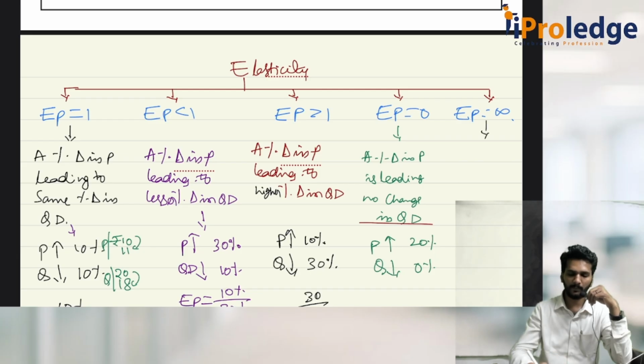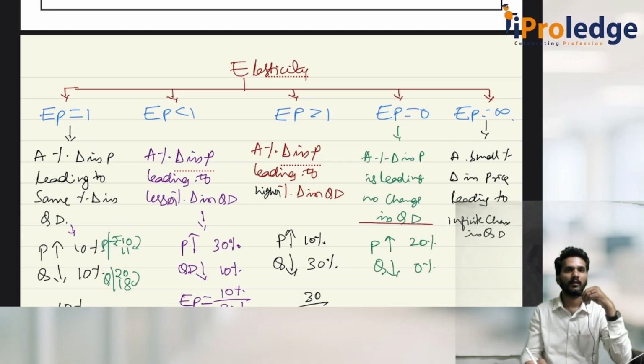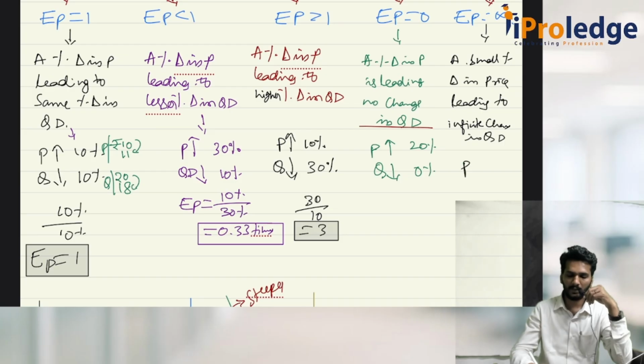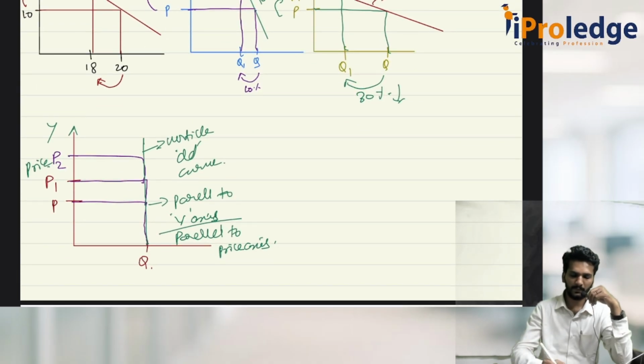What do you mean by infinite? Infinite means a small percentage change in price leading to a huge change in quantity demanded. I don't want to say infinite change. Even when there is no change in the price, quantity demanded is changing. That is like price increased 0%, but the quantity decreased by some 70%. It is going on, price is not being touched. That is why it is happening.